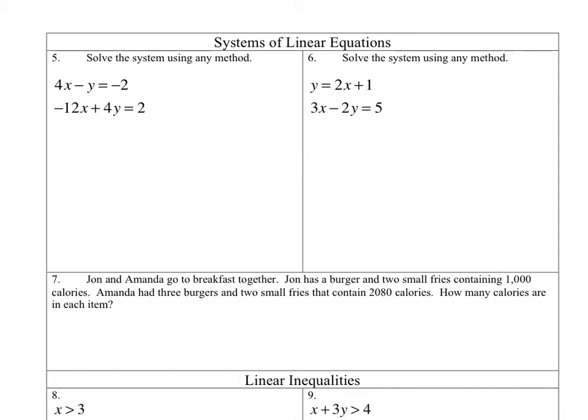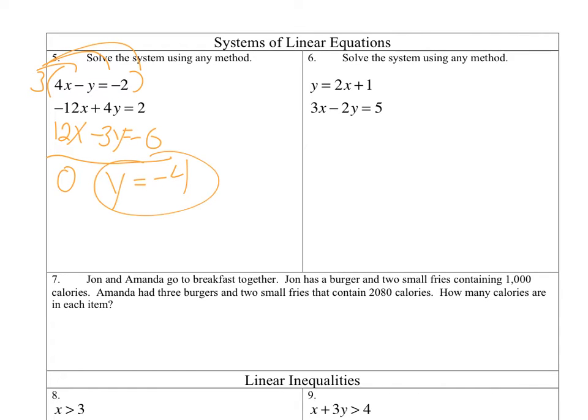Here we've got a system of equations, and we're going to solve this using any method of our choice. Given that nothing is particularly easy to get by itself, I'm going to treat this like an elimination problem. And I notice that I can have 4 and 12. If I multiply the top by 3, I get positive 12x minus 3y equals negative 6. So now if I add those equations together, negative 12 plus 12 is 0, 4 plus negative 3 is just y, and 2 plus negative 6 is negative 4. That's it. We're done.